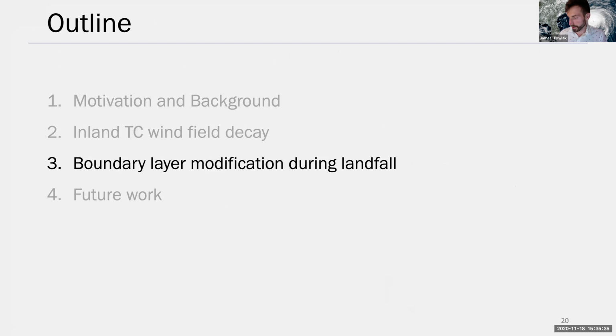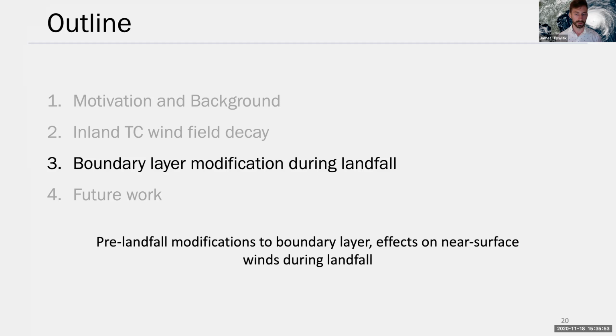So that brings us into section 3, where I'll talk about the boundary layer modification during landfall and just before landfall using these same simulations from the previous section. The key thing, this is work that I'm currently doing. Some of this is left over from that previous paper, and the paper was getting to be a bit too long, so we saved some of these results for a later paper.